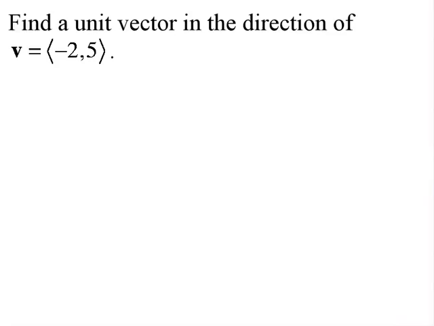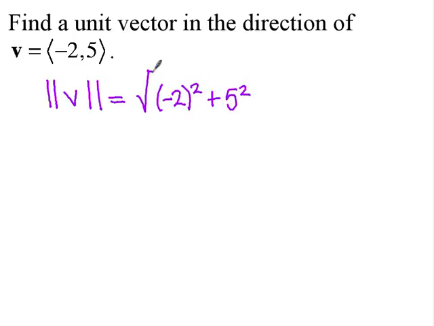So let's go and look at an example of that. Find a unit vector in the direction of v. So now I need to find the magnitude of that. The magnitude equals the square root of negative 2 squared plus 5 squared. If it's written in component form like that, all you have to do is square each of the individual parts. If it's given as two specific points, that's where things are different. That's why we calculated it differently earlier. So the square root of 29.